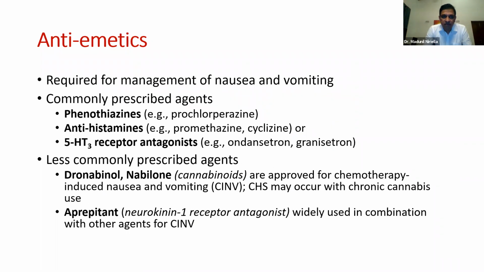Less commonly prescribed ones would be dronabinol and nabilone, which are cannabinoids approved for the treatment of chemotherapy-induced nausea and vomiting. And we must be mindful that prolonged use of these agents also can result in cannabinoid hyperemesis syndrome and paradoxically worsen the nausea and vomiting. And there is a neurokinin 1 receptor antagonist, aprepitant, which is also widely used in the treatment of chemotherapy-induced nausea.